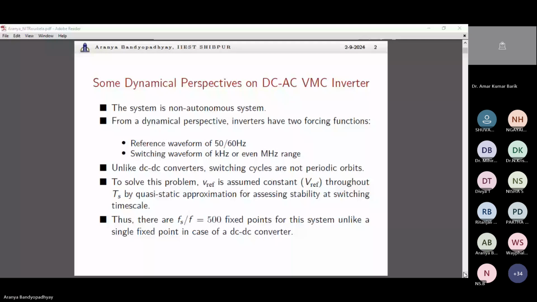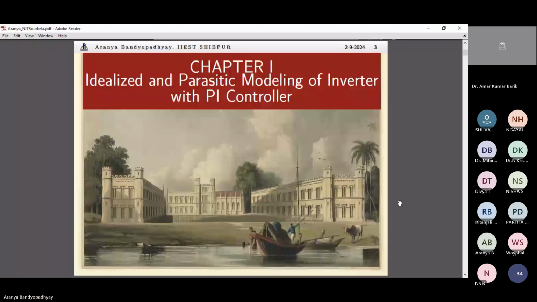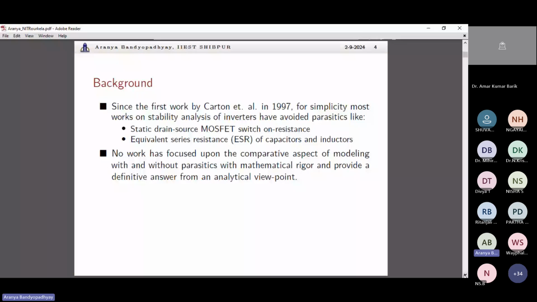Now, at this stage, let us ask a very fundamental question. We are going to delve deep into the idealized and parasitic modeling aspect. Because, see, the very initial work on the inverter began in 1997, and it was done by a group of Carton and others. And since then, most works have avoided parasitics in their modeling.